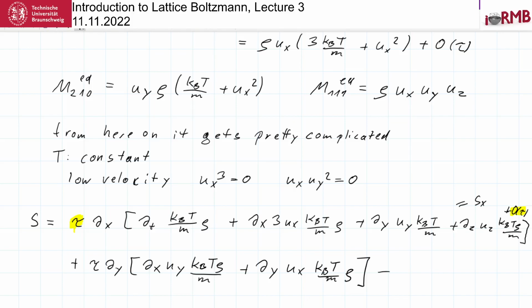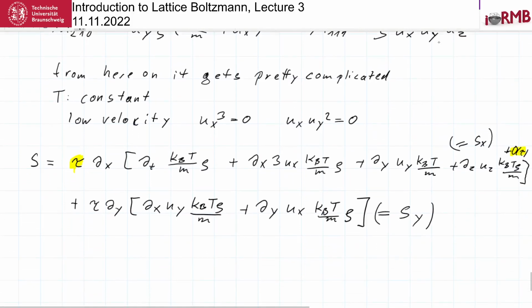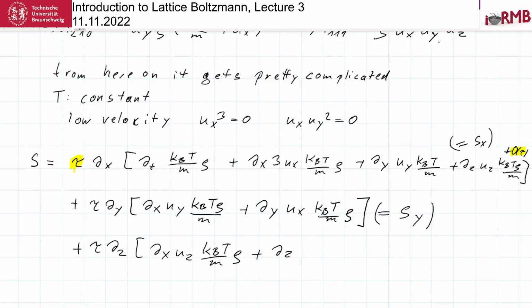So in this, here we call this the SY, and then there's a last term that is tau dz dx uz k Boltzmann T divided by m and rho plus dz ux k Boltzmann T divided by m and rho, and this is our Sz.